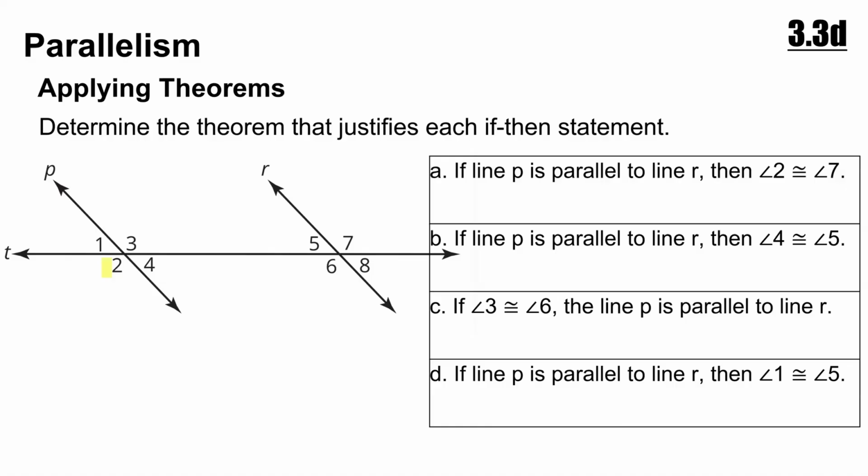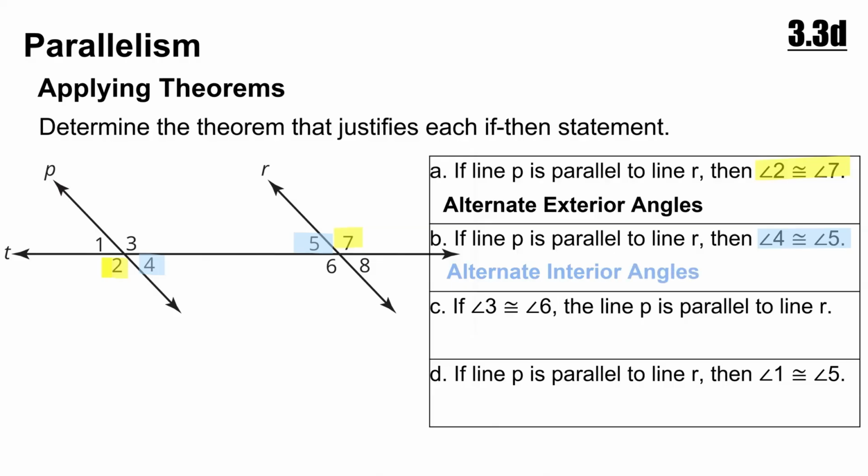This problem asks to determine the theorem that matches to each if-then statement. Statement A states, if line P is parallel to line R, then angle 2 is congruent to angle 7. This is true because of the alternate exterior angles theorem. Statement B states, if line P is parallel to line R, then angle 4 is congruent to angle 5. This is true because of the alternate interior angles theorem.